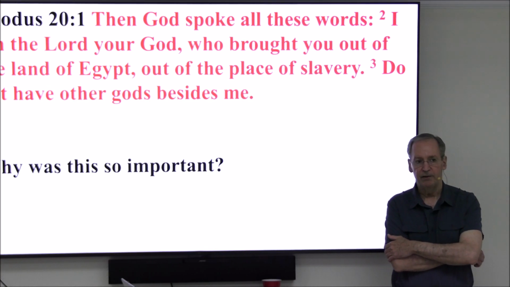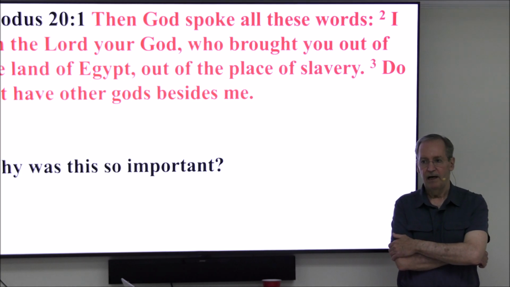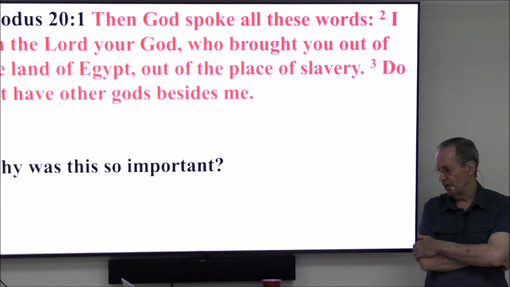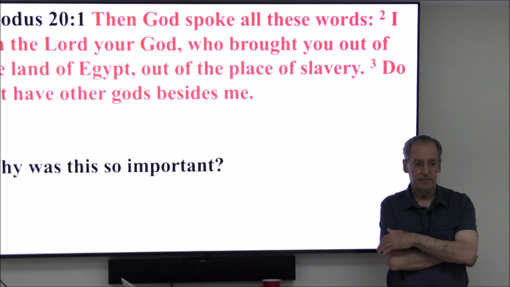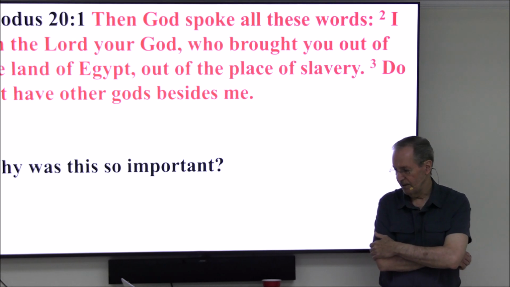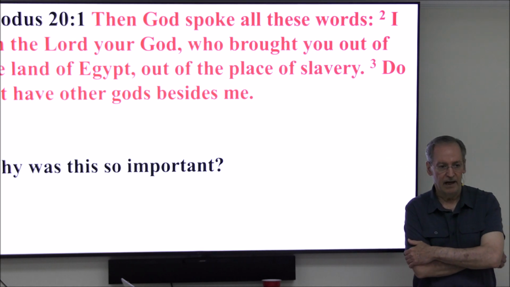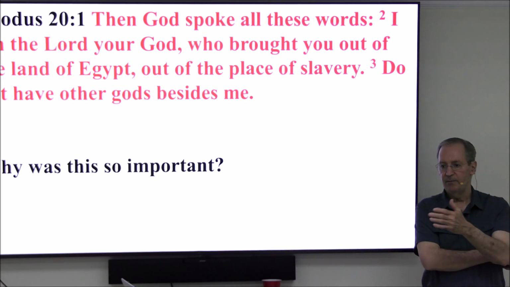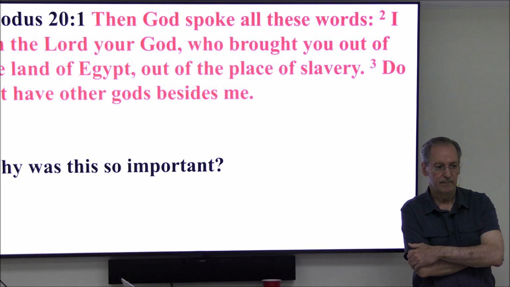The Jews see this as statements more than commandments, and their first one is, I am the Lord your God who brought you out of the land of Egypt. That's their number one. And their number two is, do not have any other gods beside me. Why should they not have any other gods beside him? Why is that so important? Why is it so important to not have any other gods besides him?